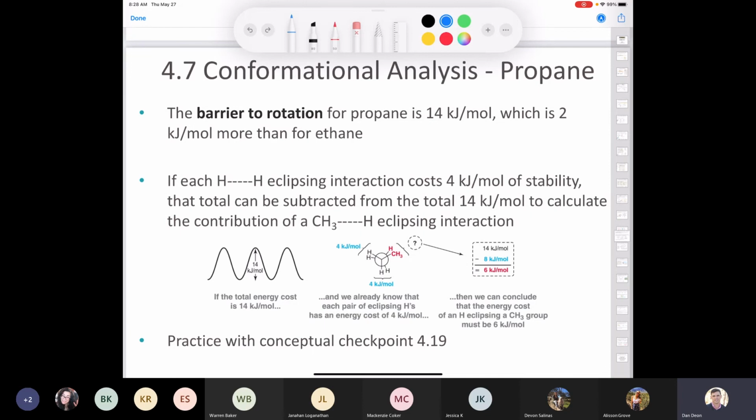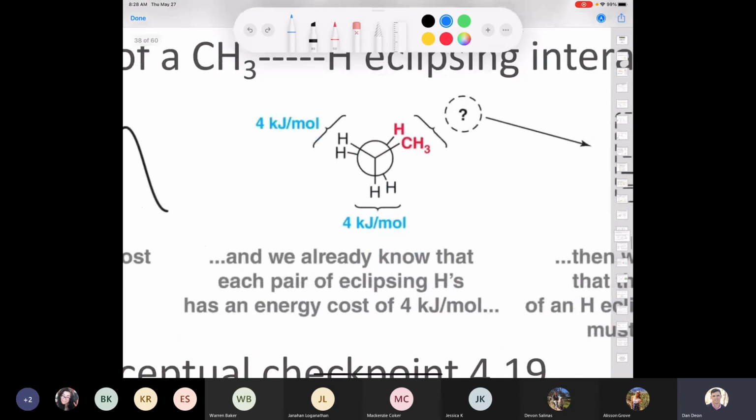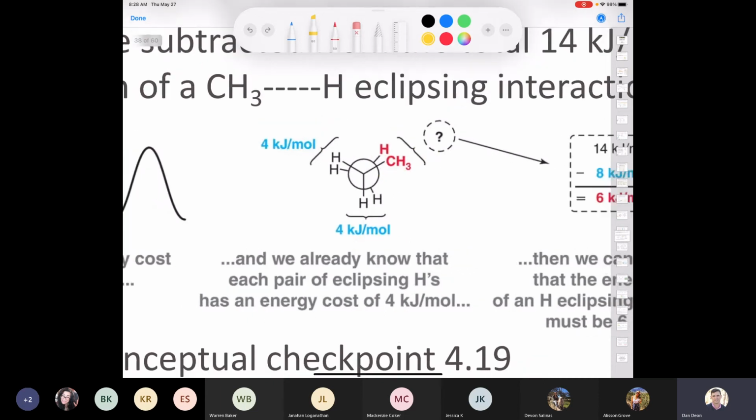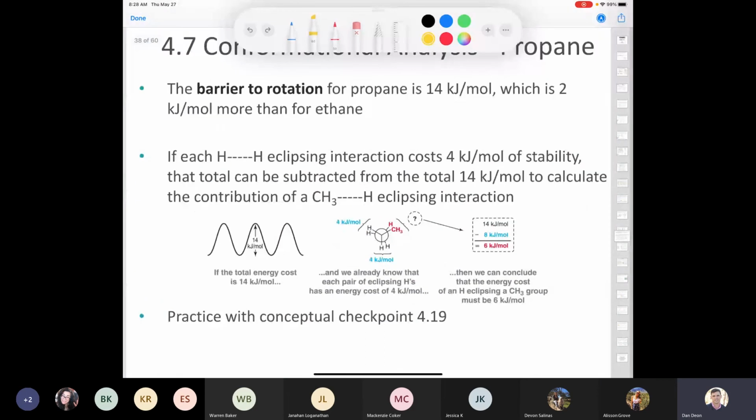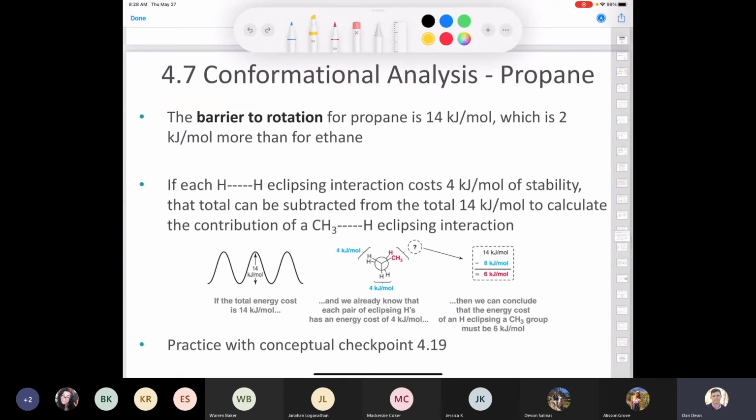What I want my students to know is this. I want you to understand that the energy cost of the interaction between two hydrogens is less than the energy cost of the interaction between a hydrogen and a methyl. Why? Because a methyl is bigger, so it's going to block more. It's going to be a higher energy cost. I'm not going to be asking you, oh, this is 4, this is 6, how much is this? I'm not going to ask you to do a bunch of math on that.